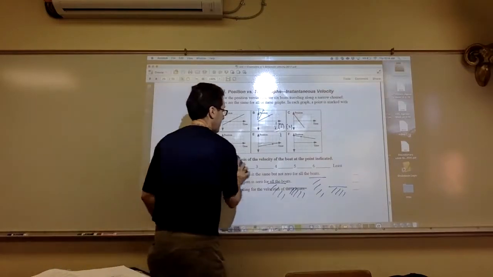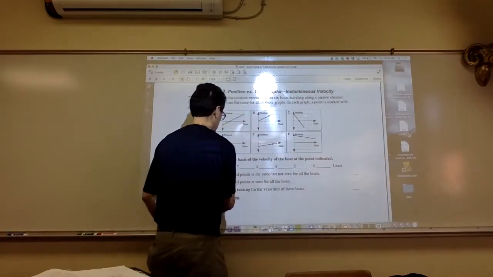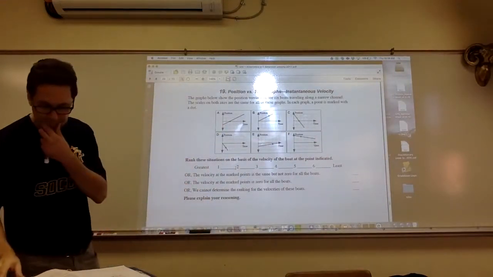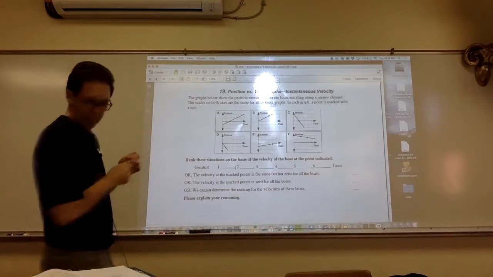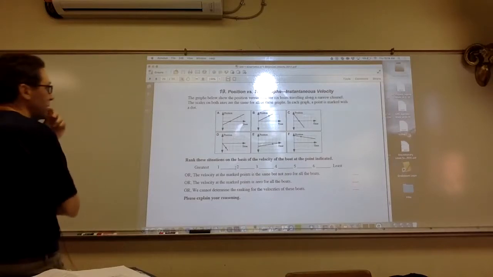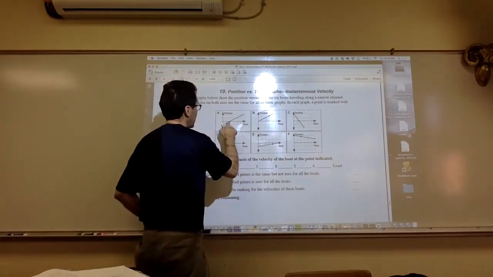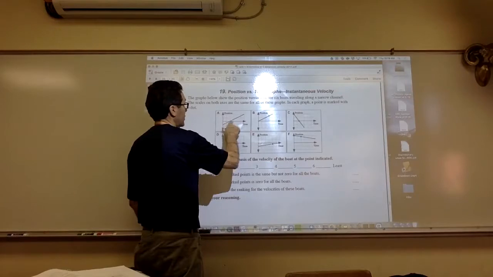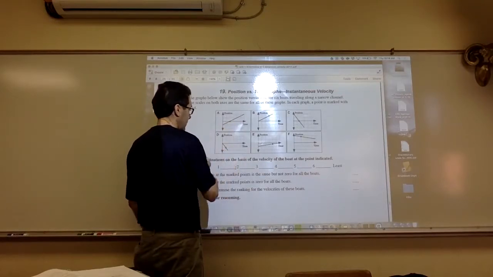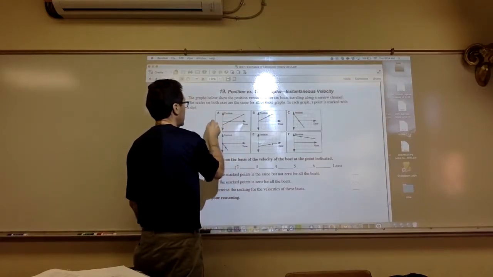Okay. Number 19. For number 19, this is talking about the instantaneous velocity, right? So rank these situations on the basis of velocity at the point indicated. So the velocity here, since this is a position time, is just the slope of that line. Okay, and it doesn't say the magnitude of velocity, so the negatives do matter here. So it's 1, 2, 3, so that's a 3/6, okay?